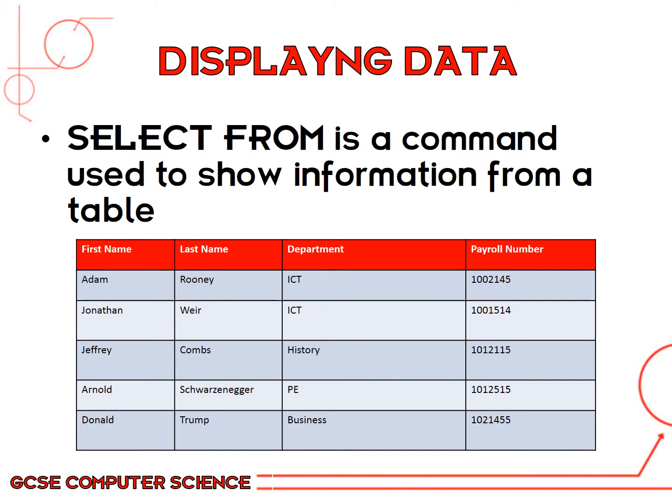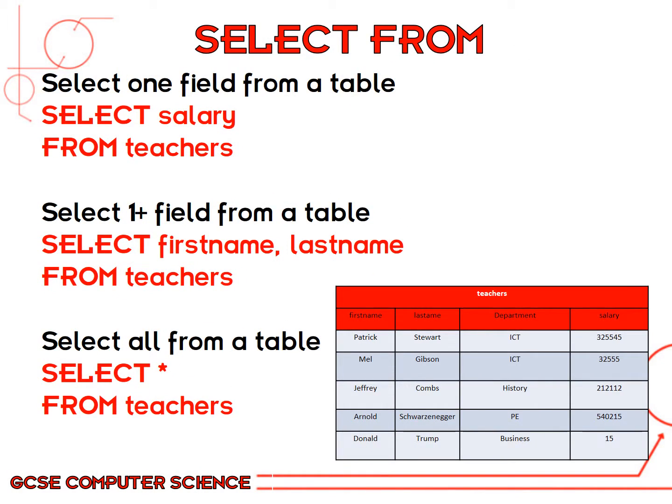To display data, we can use the command called SELECT FROM. Now SELECT FROM will show information from a table. Here's some examples. So SELECT salary FROM teachers will just display one field from that table. SELECT first name, comma, last name FROM teachers will show first name and last name. And if we do SELECT star, this is called a wildcard. So SELECT star means select all from the table. That will basically put every single bit of information that's in the table and display all of it.